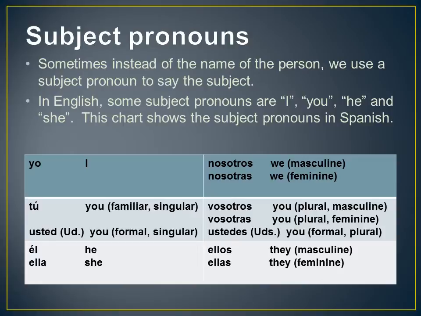Nosotros and nosotras are ways to say we. Vosotros y vosotras are ways to say you. And ustedes is another way to say you. Ellos and ellas both mean they. Did you notice there are a lot of ways to say you in Spanish? We'll be taking a closer look at those in just a minute.